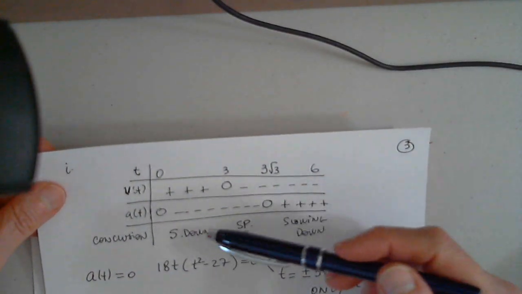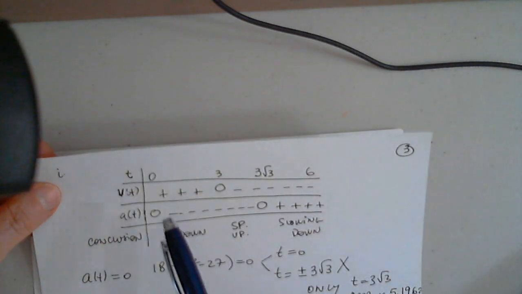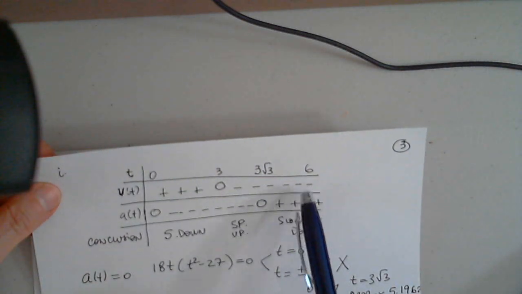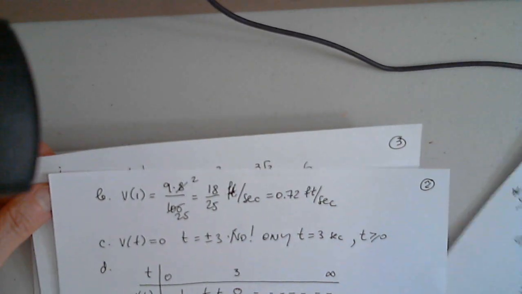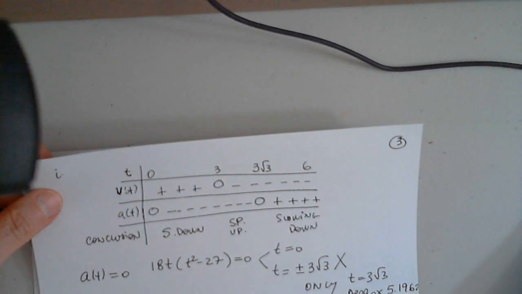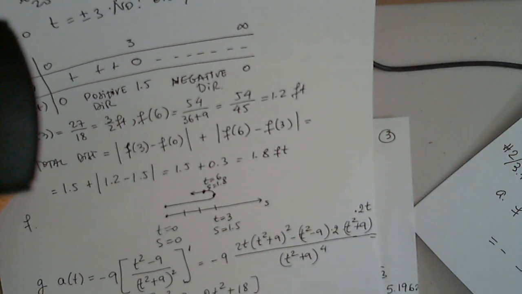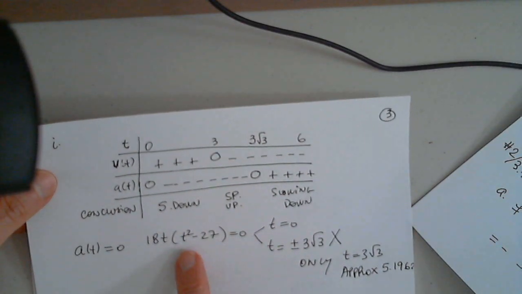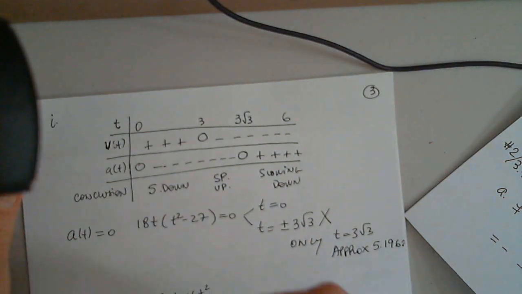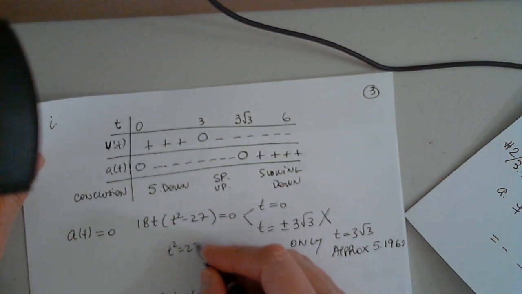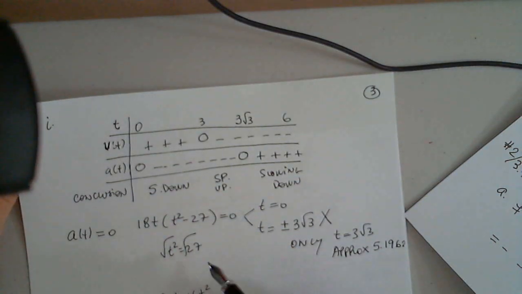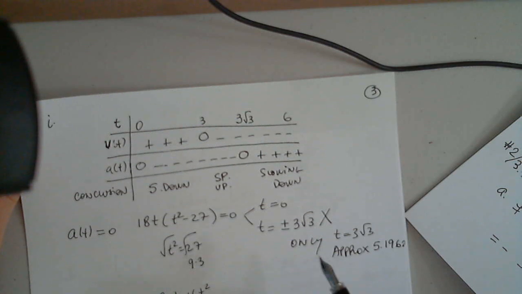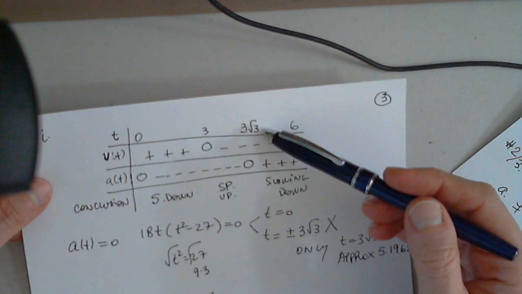Okay, so here we're asked slowing down and speeding up. And I copied the table that I had for the velocity, same table. But I added the acceleration now and also the row for conclusion. And the acceleration is 0 at, I have it here. The acceleration is 0 at 0. And t squared minus 27 is 0, means t squared equals 27, and we take the square root, and we have 9 times 3. So that's why we got t equals plus or minus 3, the square root of 3. Of course, only the positive solution.